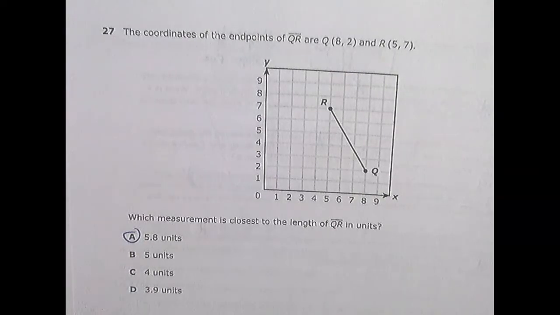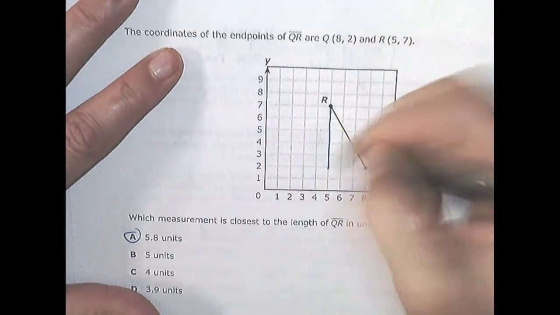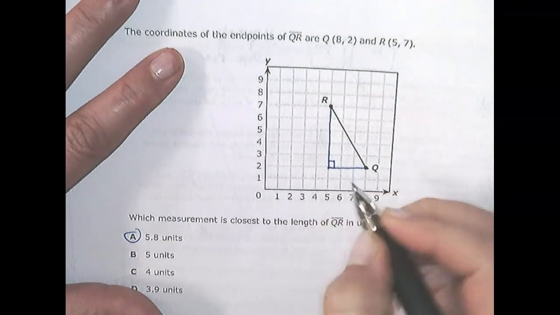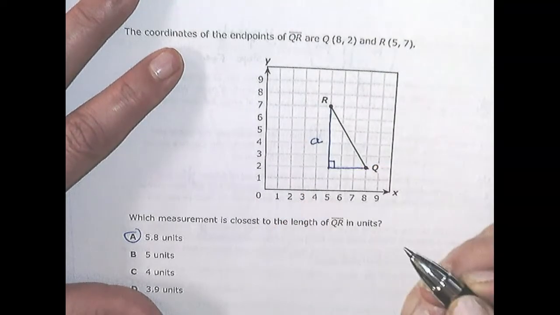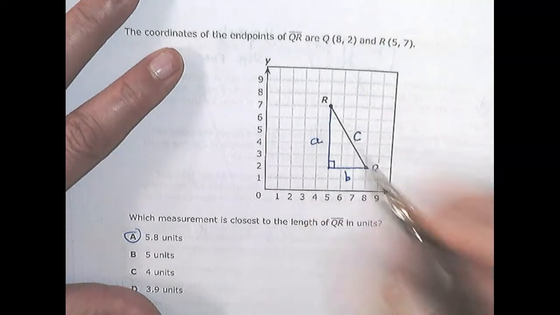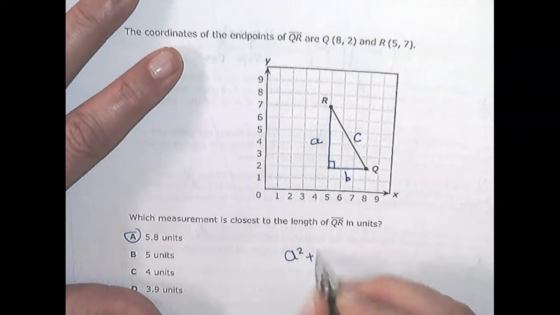Now, it's asking you to find the length of QR. Here's what's interesting about QR. Did you know you could do this? Hey, I think that's a right triangle. Would this be A, maybe for height? This could be B for base, and this could be C. Could be. What else do you know? Maybe the formula?